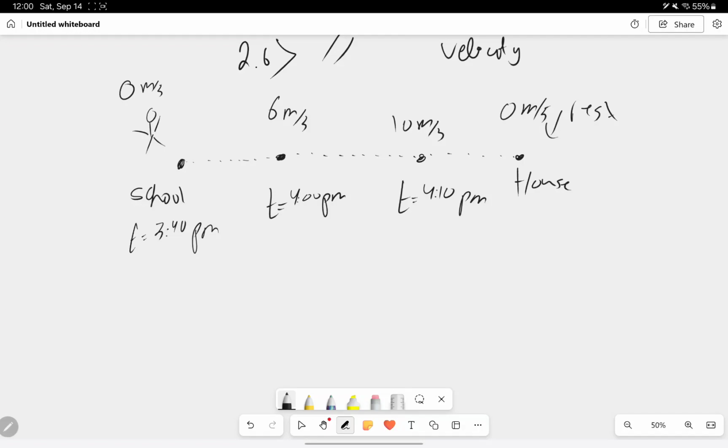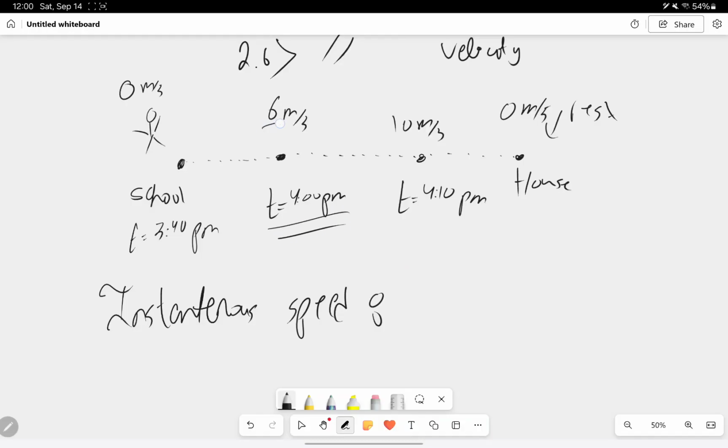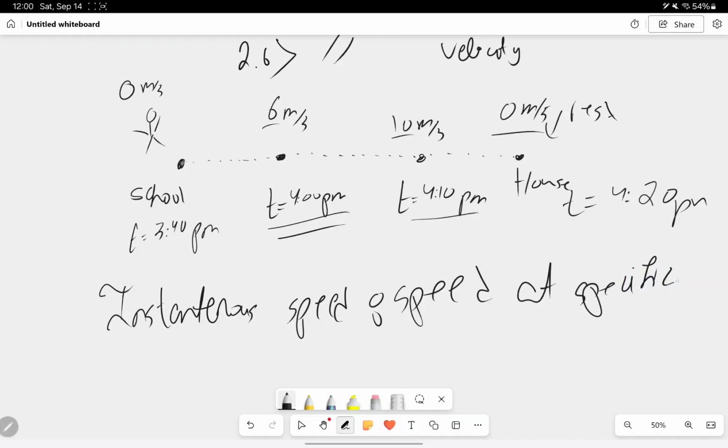So what I mean by instantaneous speed: instantaneous speed is the speed at a specific instant. It should have a value. Here's the total idea, just a simple one. It just has a value. So for example, take a look. At time equal to 4, speed was 6. At time equal to 4:10, it was 10. For example, let's say at time equal to 4:20 p.m., its speed was 0 meters per second. So in a simple way, instantaneous speed is the speed at a specific time.